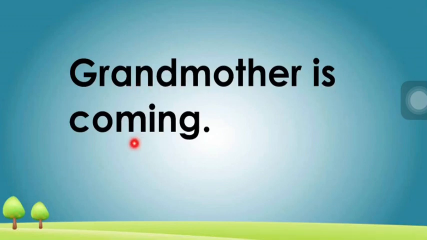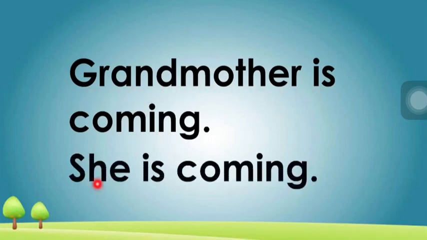Grandmother is coming. So identify the noun in the sentence. Where is the noun? Grandmother. Perfect. Underline grandmother. Grandmother is a noun. So which pronoun can we use here? Is grandmother male or female? Excellent. Grandmother is female. So we will use which pronoun here? She. We will write she is coming.